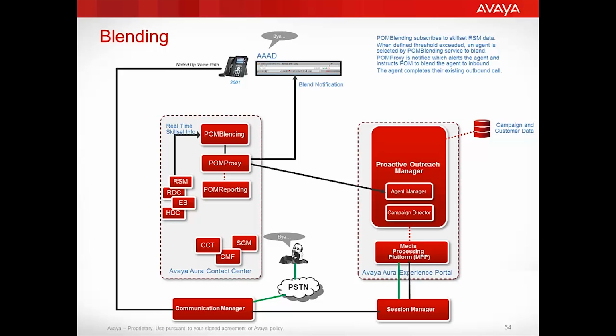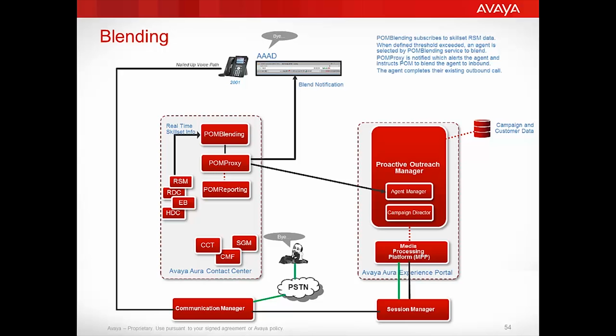We'll now take a look at blending. So the POM blending service that resides on the AACC Multimedia service subscribes to skillset RSM data. We define thresholds in CCMA, and when these thresholds are exceeded, an agent is selected by the POM blending service to blend from outbound to inbound or vice versa.